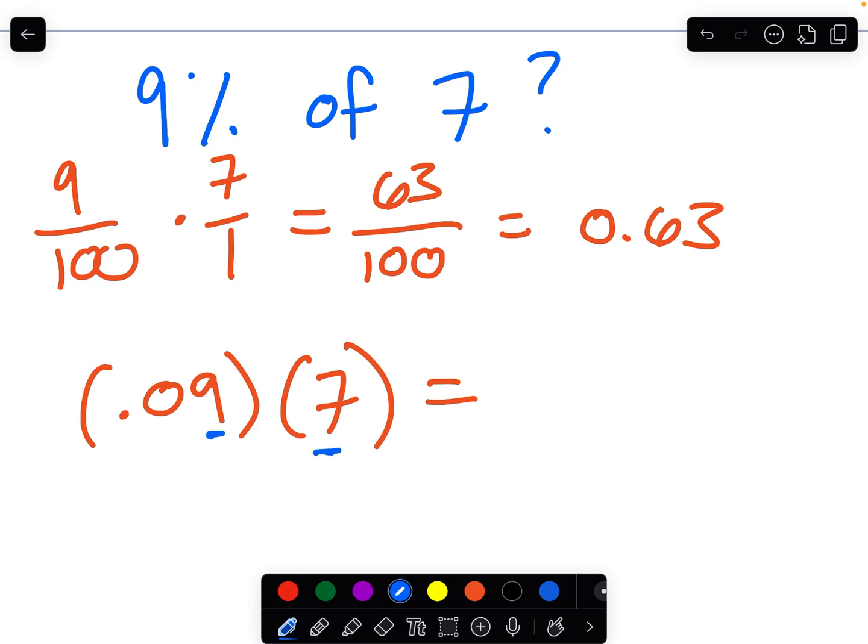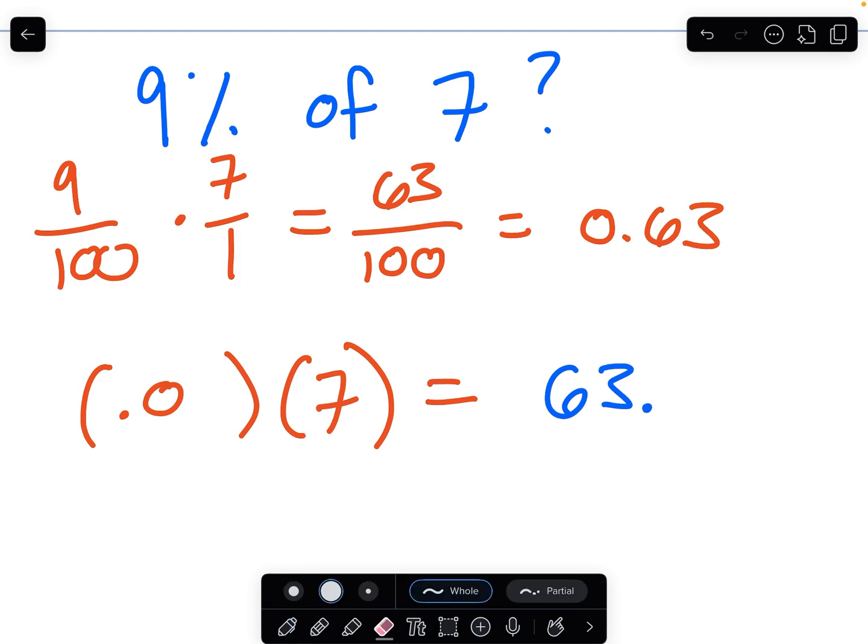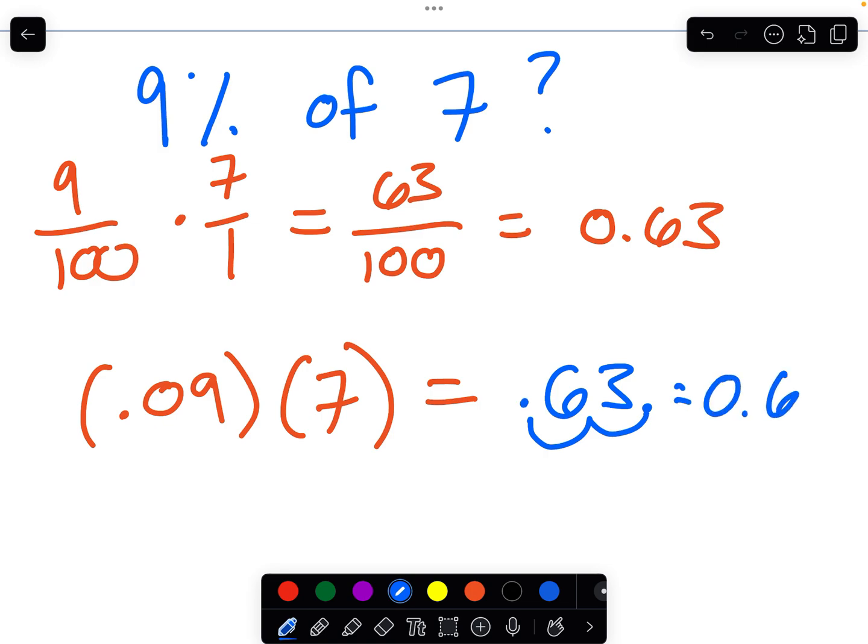You can say 9 times 7 is 63. We've got 2 decimal points in our factors. 7 doesn't have any decimal points, but 0.09 has 2. So we move the decimal over 2 places, and we get 0.63. So that's another way of doing it.